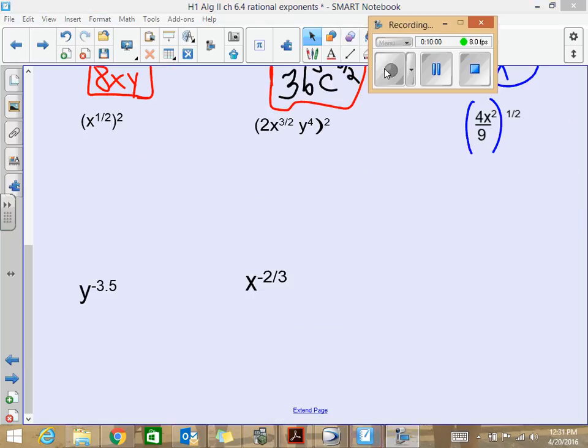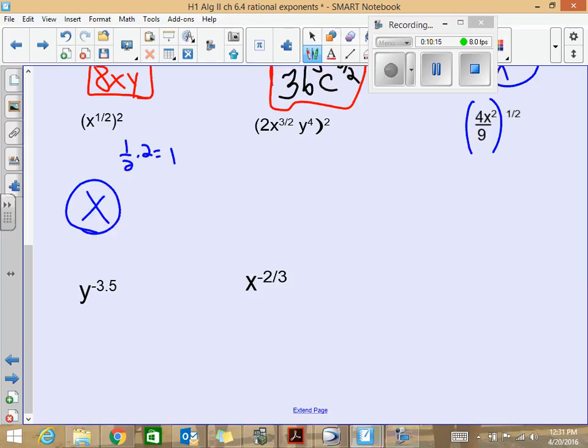Okay, so let's look at this. So again, same rules apply even though they're fractions. So power to power, 1/2, so you take 1/2 times 2, is what? 1. So the answer is x. Okay? And then again, power to power, we are multiplying exponents, distributing.